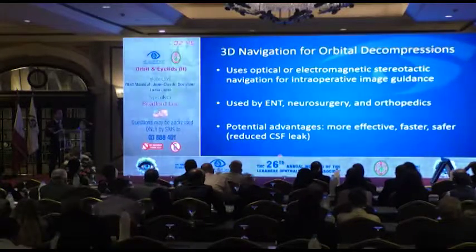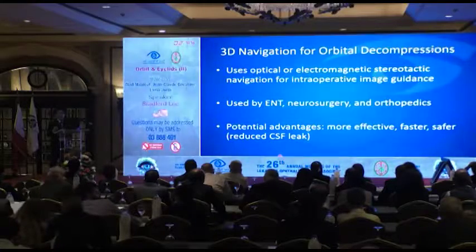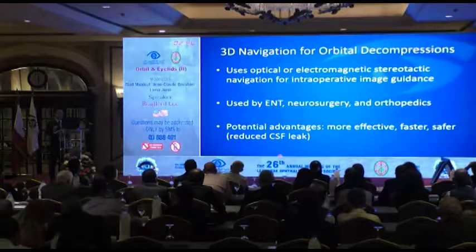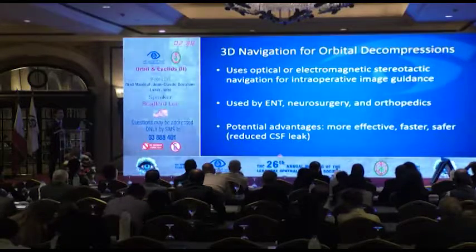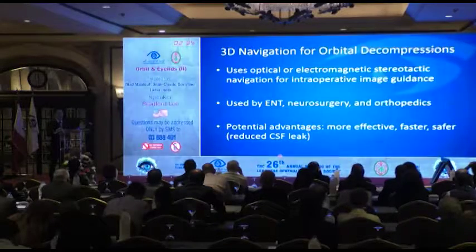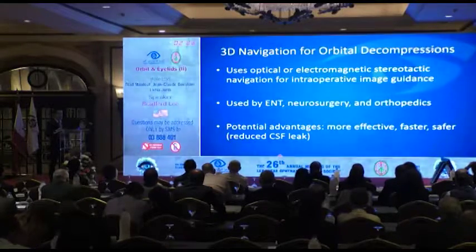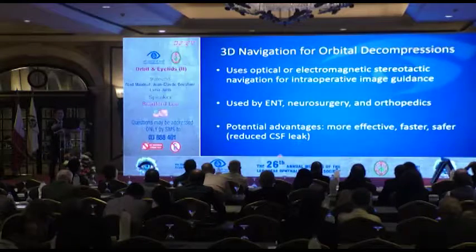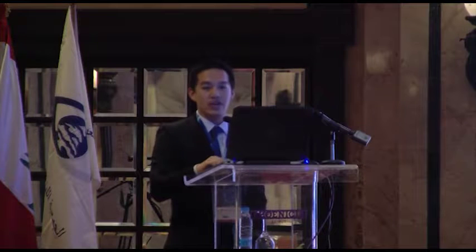And these techniques are already being used by ENT, neurosurgery, orthopedics on a routine basis. And the potential, and I say potential because I think there's still a bit of a learning curve for our field and optimization, gearing it for oculoplastic and orbital surgeons, is that it could be potentially more effective in allowing you to remove more bone faster and allowing you to go quicker as you approach your endpoints, and potentially safer if you can see when you're approaching the dura or the skull base to prevent a CSF leak.